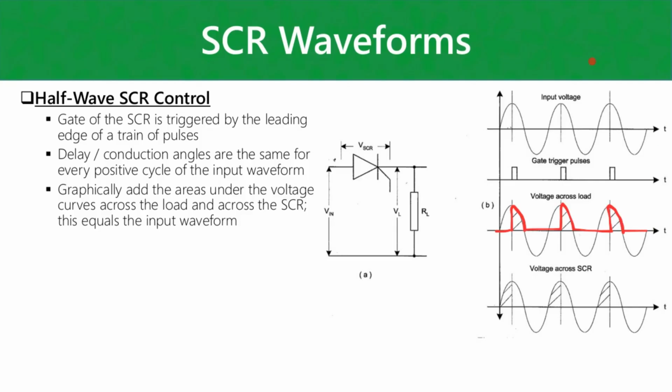And then obviously the voltage across the SCR is going to be this. For some reason, they don't include the negative blocking voltage that's being blocked there as well. Essentially, when you add the voltage across the SCR and the voltage across your load, they need to give you your input waveform again.